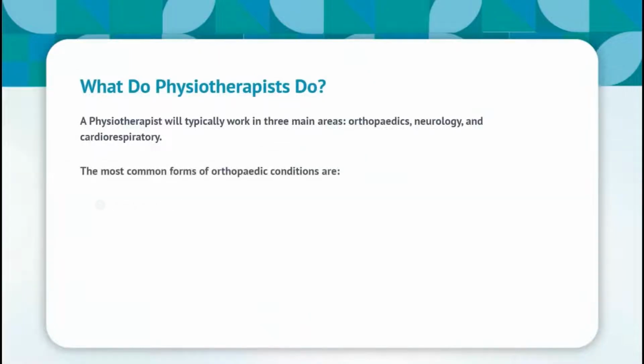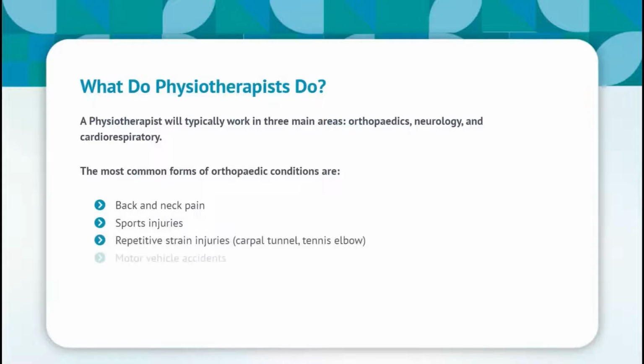A physiotherapist will typically work in three main areas: orthopedics, neurology, and cardiorespiratory. The most common forms of orthopedic conditions are back and neck pain, sports injuries, repetitive strain injuries, carpal tunnel, tennis elbow, motor vehicle accidents, post-surgical rehabilitation, hip or knee replacement.